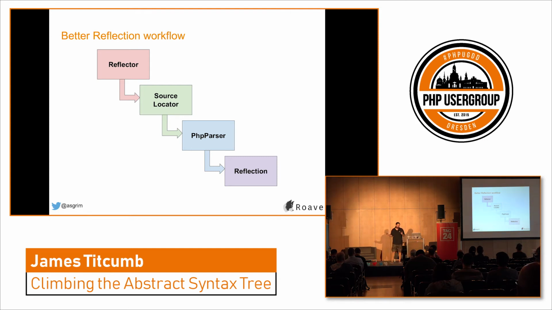A source locator, well, because we have to find where source code is in order to load it. PHP does this automatically, right? And you have your autoloader and stuff like that. But of course, with Better Reflection, we're loading code that hasn't been loaded yet. So we need to tell Better Reflection how to load that. So that's what a source locator is.